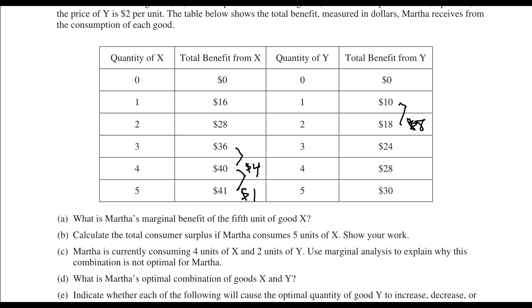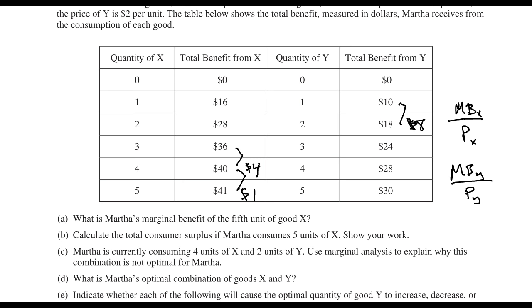And so what we really want to look at is the marginal benefit per dollar that we're spending. So again, the formula is pretty simple. It's marginal benefit over the price that we want to compare. We want to compare the marginal benefit of X over the price of X to the marginal benefit of Y over the price of Y. So let's do that.